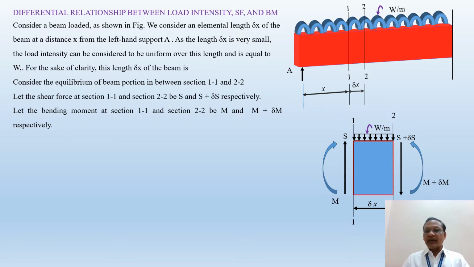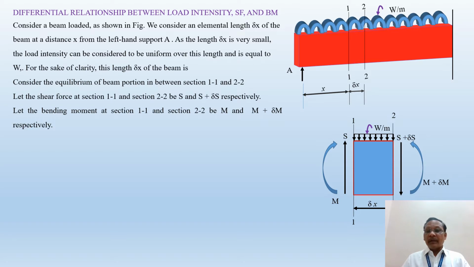So what are the forces acting on this left part of the section? One is a shear force S vertically upward and one bending moment M acting in the clockwise direction. Then over this section of the beam, a UDL is acting of magnitude W per meter over a distance of delta x, and on section 2, a shear force S plus delta S is acting and the bending moment M plus delta M in the anti-clockwise direction. So delta S and delta M are the change in shear force and the change in bending moment over a distance of delta x. That is the free body diagram.